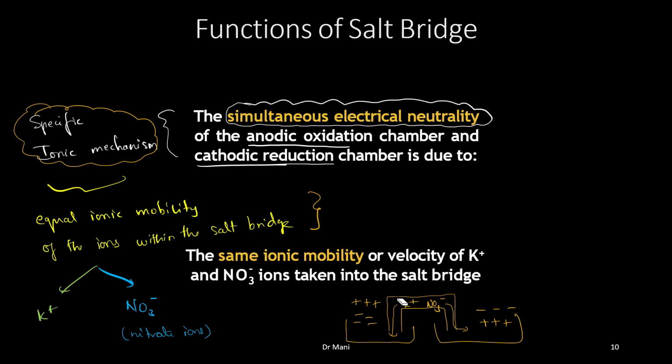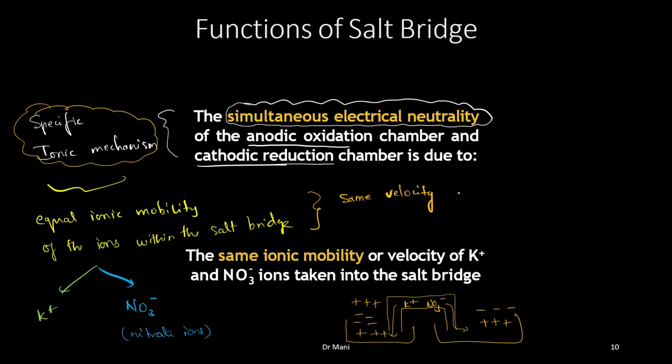Suppose this K+ is moving very fast and this NO3- is moving very slow. So what happens now? There will be more positive charge on this side and there is no neutrality on this side. So again, the difference will be created. Is this clear? So remember this thing, they should have the same velocity.